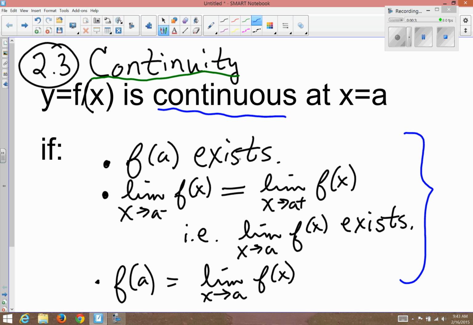f of a has to exist. The limit of f of x as x approaches a from the left has to be equal to the limit of f of x as x approaches a from the right. In other words, the limit of f of x as x approaches a exists. The third condition is the two things mentioned in the first two bullets. Those two things that exist have to equal each other.